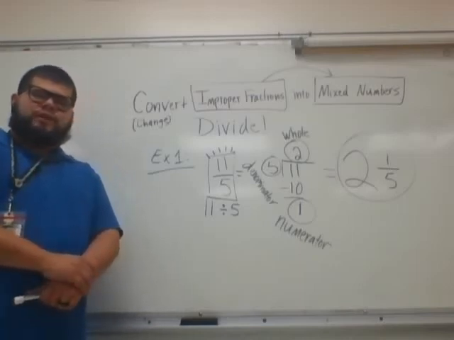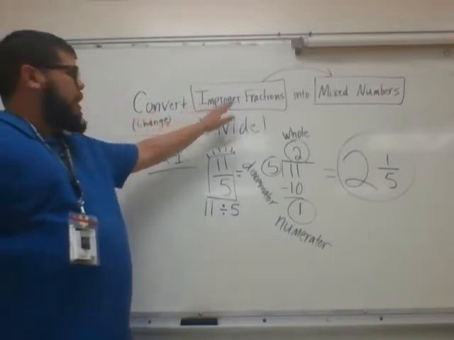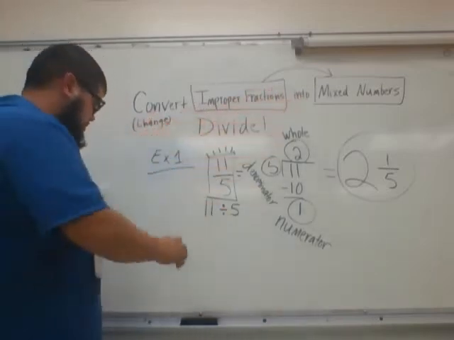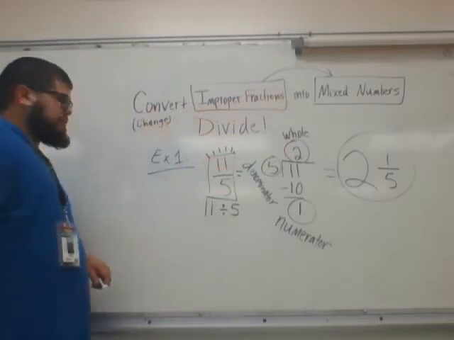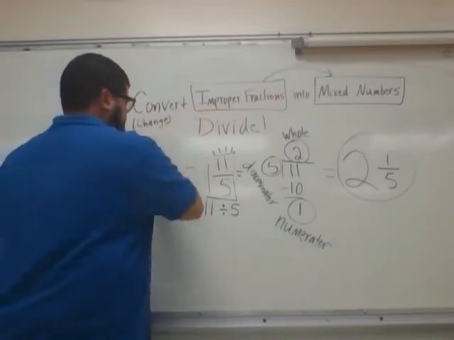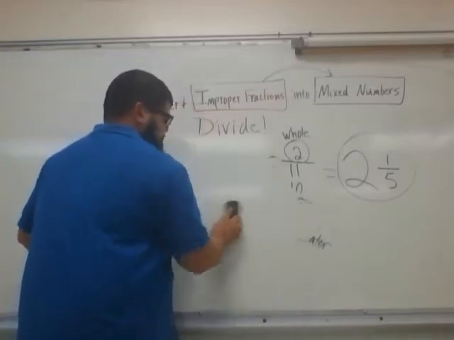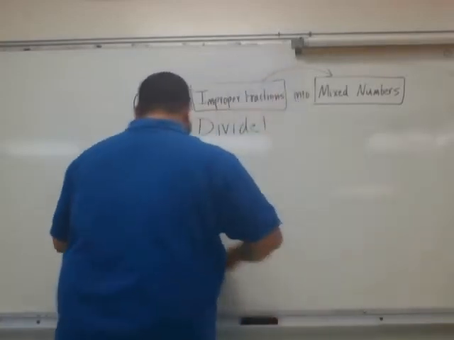Hey class, we're going to go ahead and start part 2 of converting or changing an improper fraction into a mixed number. This is example 1. We're going to go ahead and get an example 2 and example 3. I'm going to go ahead and erase this. Alright, example 2.